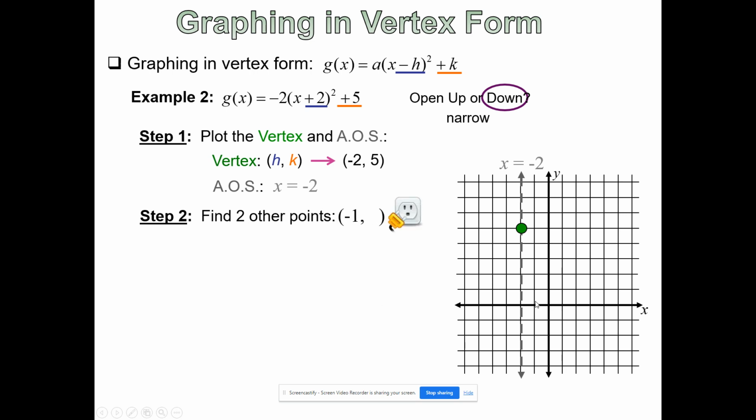Okay, so first one is negative 1. I'm going to take negative 1, and I'm going to plug it in right there for x. Okay, so I get negative 1 plus 2, which is 1. 1 squared is 1.